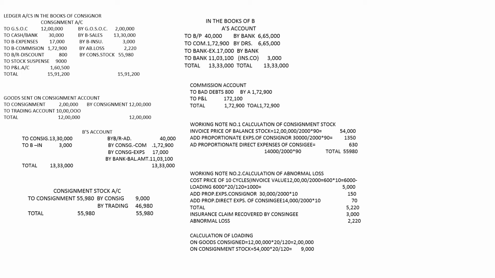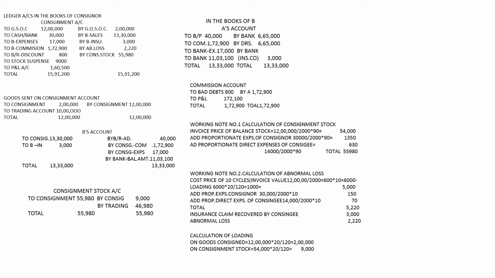Then add proportionate direct expenses of consignor. Consignor has paid 8,000 as cartage, 6,000 as octroi, that is state tax. 14,000 he has paid, the 14,000 are his direct expenses. The 14,000 upon 2,000 into 10, how much does it come? 70. The total abnormal loss comes 5,220.